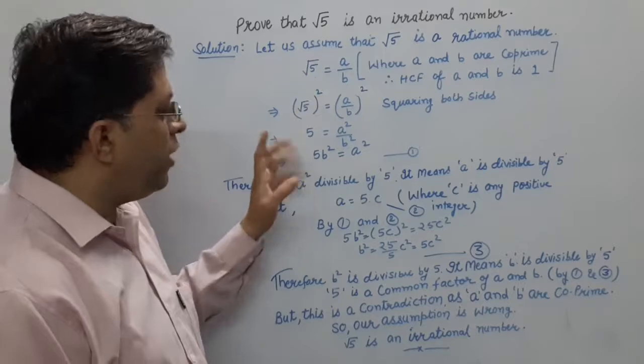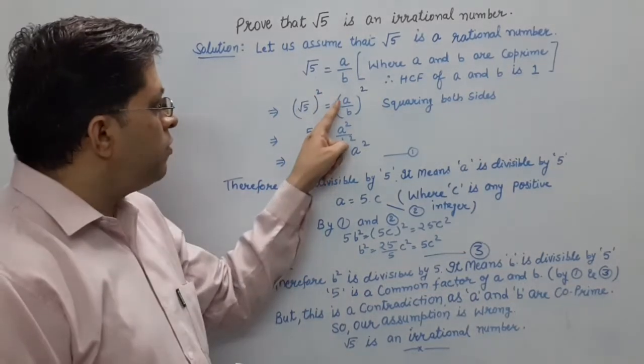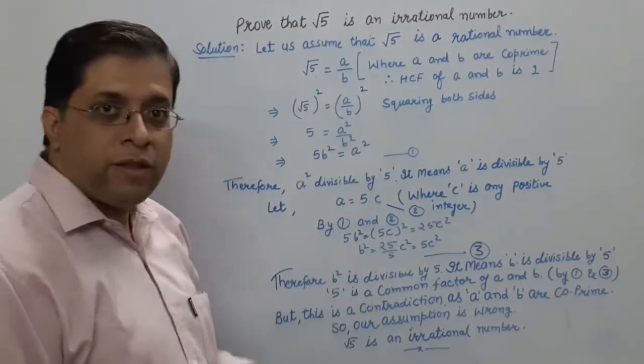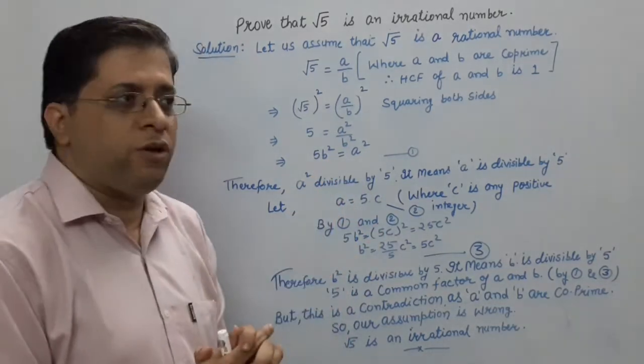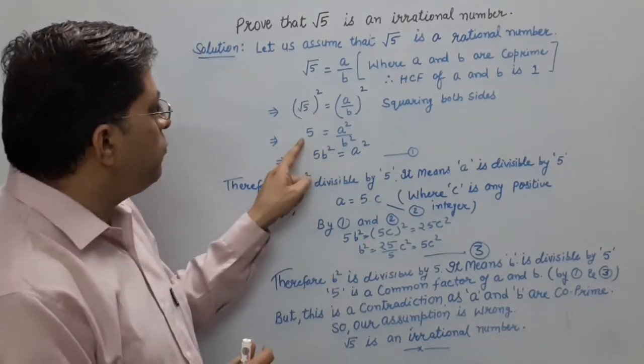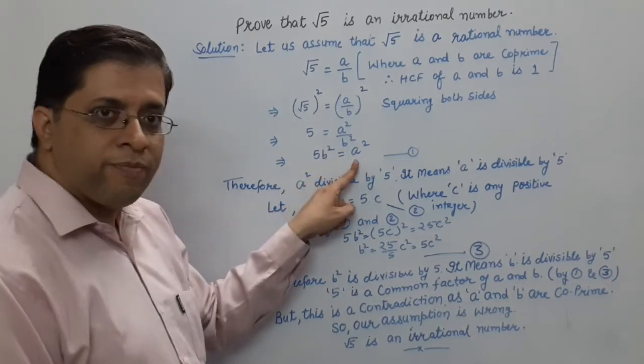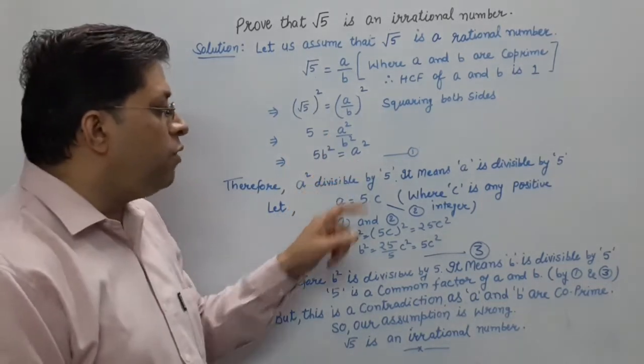Root 5 squared is 5, and on the other side we get a square upon b square. I think up to here there is no problem. Then take cross multiplication here. See, 5b square is equal to a square. 5b square equal to a square.